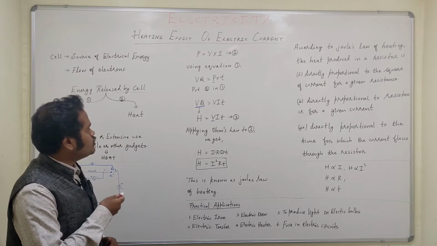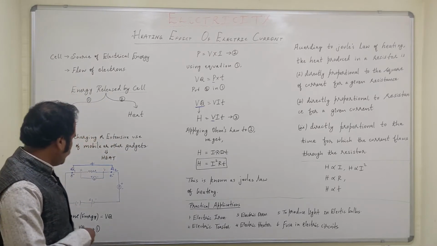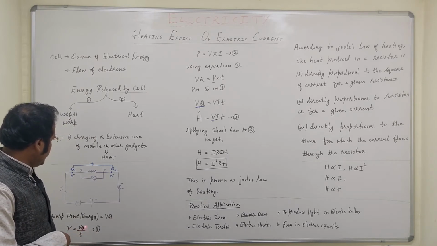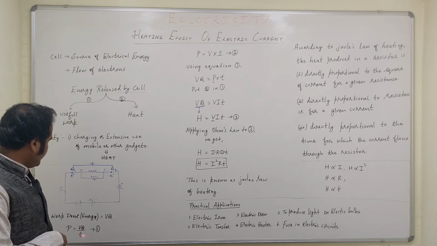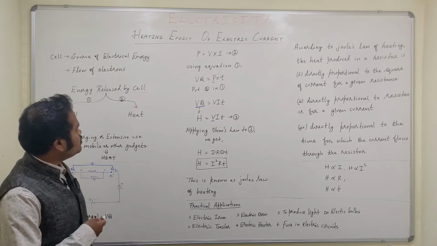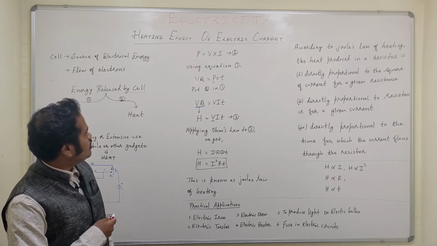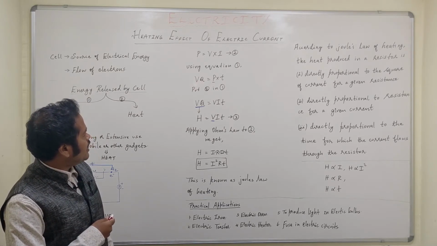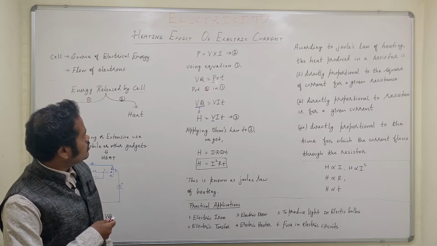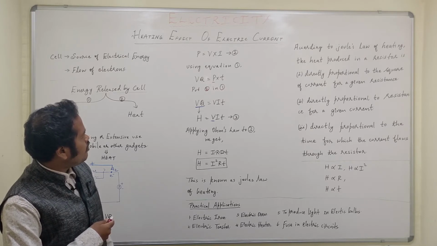Now using equation 1, what is VQ? VQ is the energy. So we'll keep VQ, work done, the energy there itself, and take this T towards our left hand side. So division becomes multiplication. So we have P into T. The first equation can be written as V into Q, that's the energy, work done, is equal to P into T.